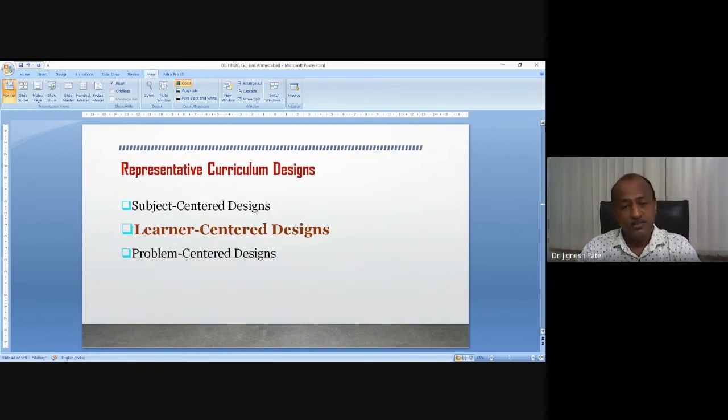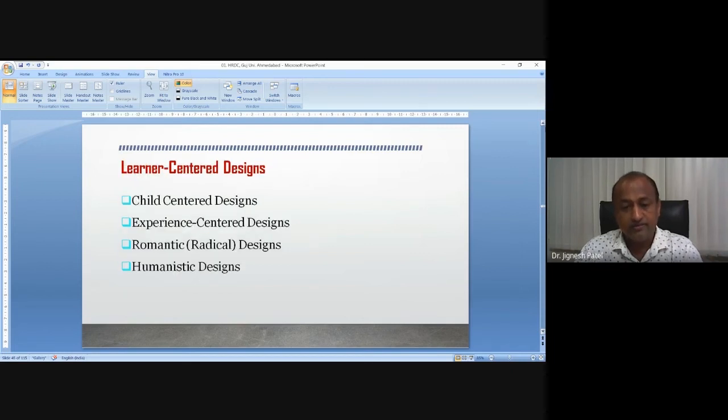Another design is learner centered design. We have already talked about the subject centered design. Here, learner centered design, we can also call a child centered design, experience centered design, romantic design, or humanistic design. Generally, two main designs are considered: child centered design and experience centered design.